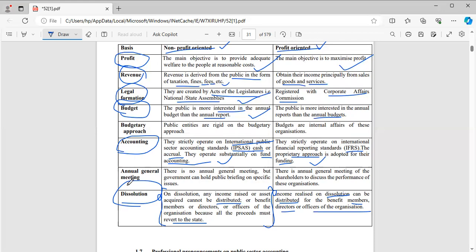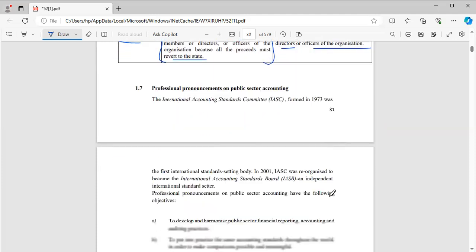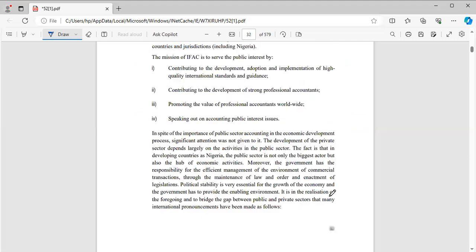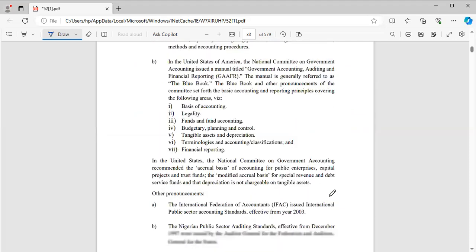Okay. Let me just take this annual general meeting. All right. There is no annual general meeting, but government can hold public briefing on specific issues. But you see this guy, under profit-oriented, there is an annual general meeting of the shareholders to discuss the performance of this organization, and it is mandatory by CAC. They must even send a copy of their resolution to CAC. All right? It's compulsory to hold that meeting.